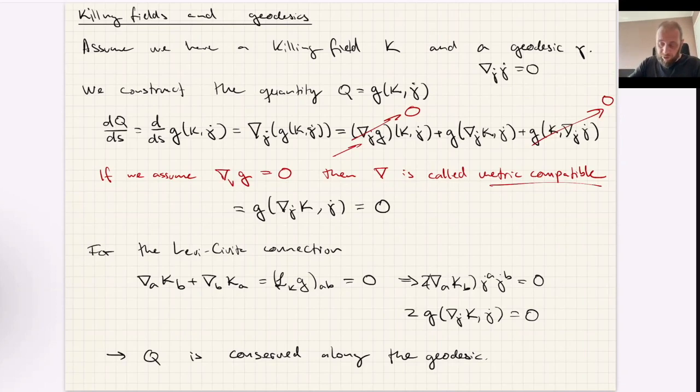So it can actually be used to draw a lot of physical conclusions about different systems.